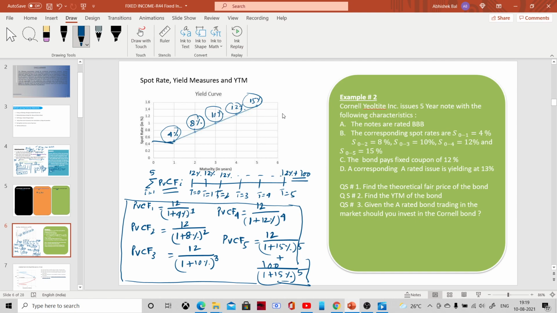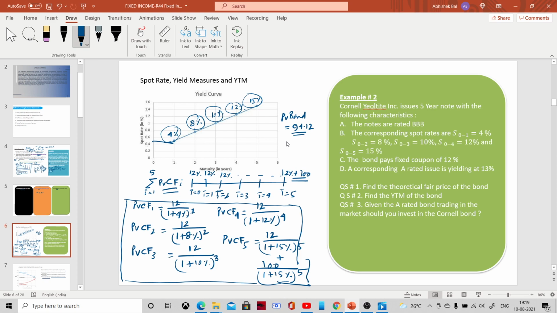So if you do this math, the present value of this bond comes out to be 94.12, or we could say it should be 94.12% of the face value.